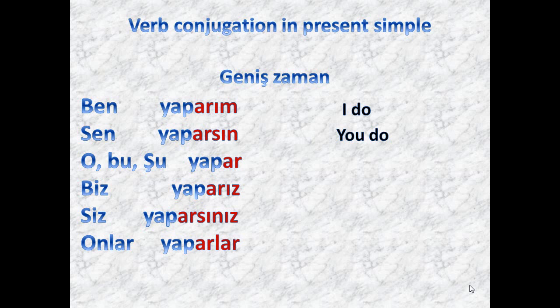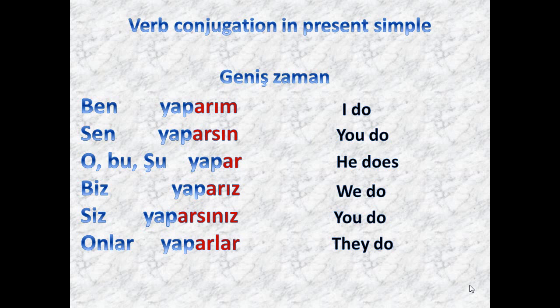Okay, for example, "sen yaparsın" is sometimes used like "you can, please do it, you are the person who can do this." It's a kind of promise, you give a promise to the person that you will do it anyway. O yapar, he does. Biz yaparız, we do. Siz yaparsınız, you do. Onlar yaparlar, they do. Okay. Yes, as I told you, this is a present simple, but they use it to give promises.